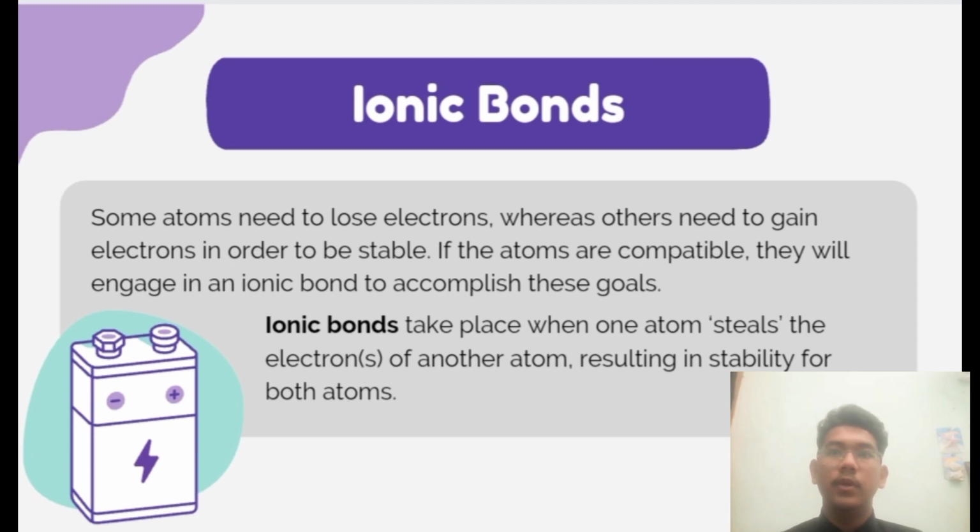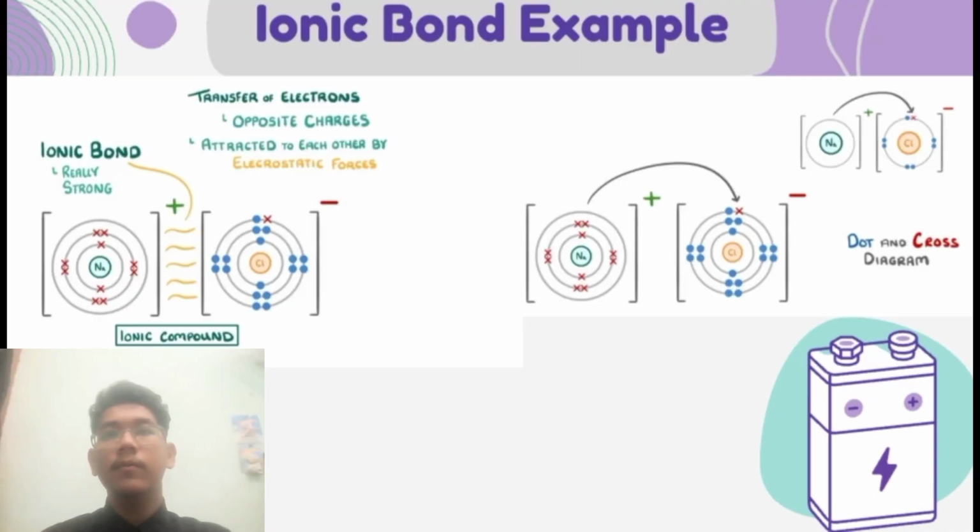As you can see, the ionic bond takes place when one atom steals the electron of another atom, resulting in stability for both atoms. We are going to talk about a transfer of electrons from an atom that has too many, like sodium, to an atom that doesn't have enough, like chlorine. Once the electron has been transferred, both atoms become ions with a full outer shell. The important bit here is that the two ions have opposite charges that make them attract each other by electrostatic force to form an ionic compound. We call this an ionic bond, which is really strong.